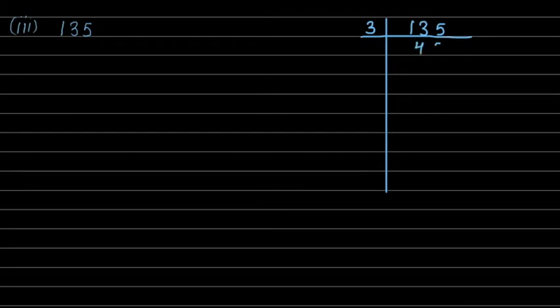3 4s are 12 and 3 5s are 15. 3 1s are 3 and 3 5s are 15. This is again 3 5s are 15 and 5 1s are 5. So let's see a perfect triplet of 3.